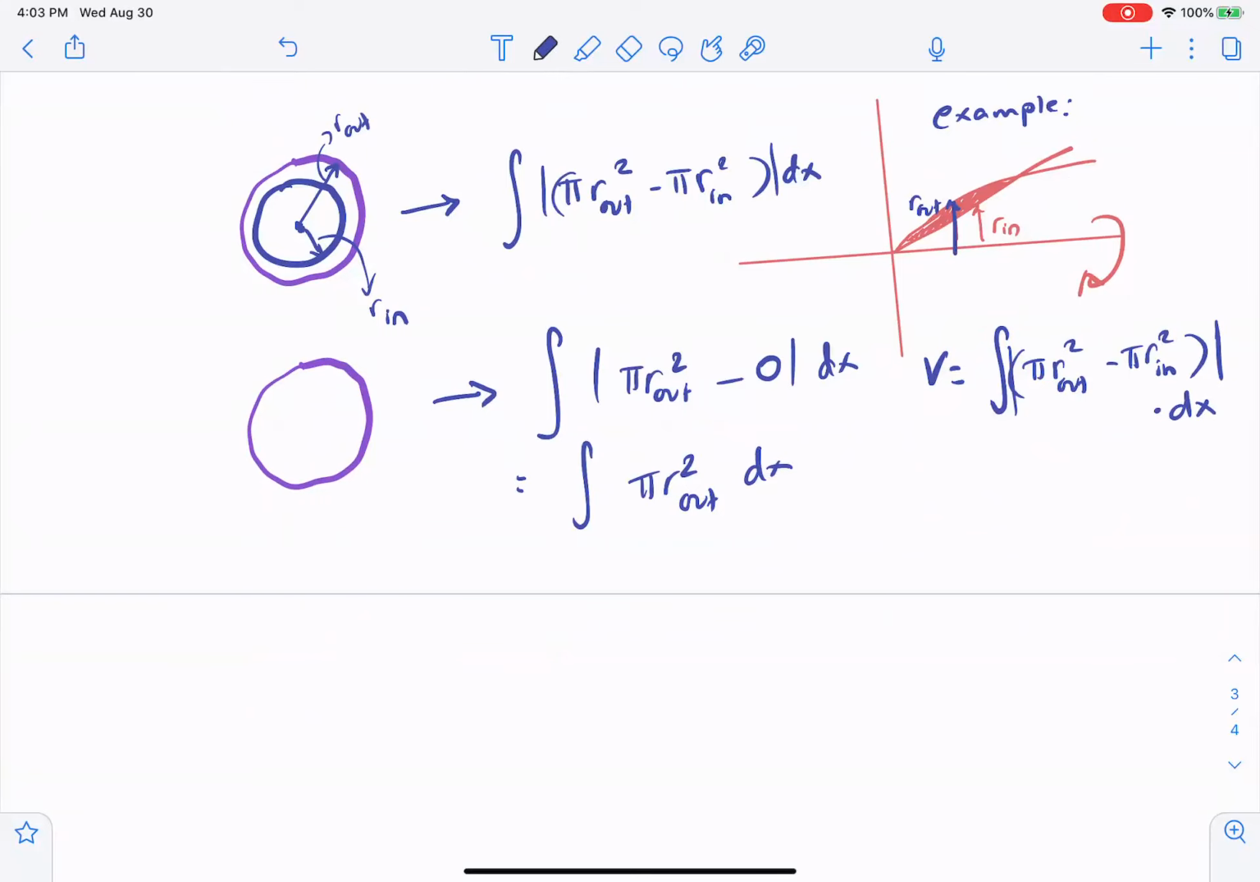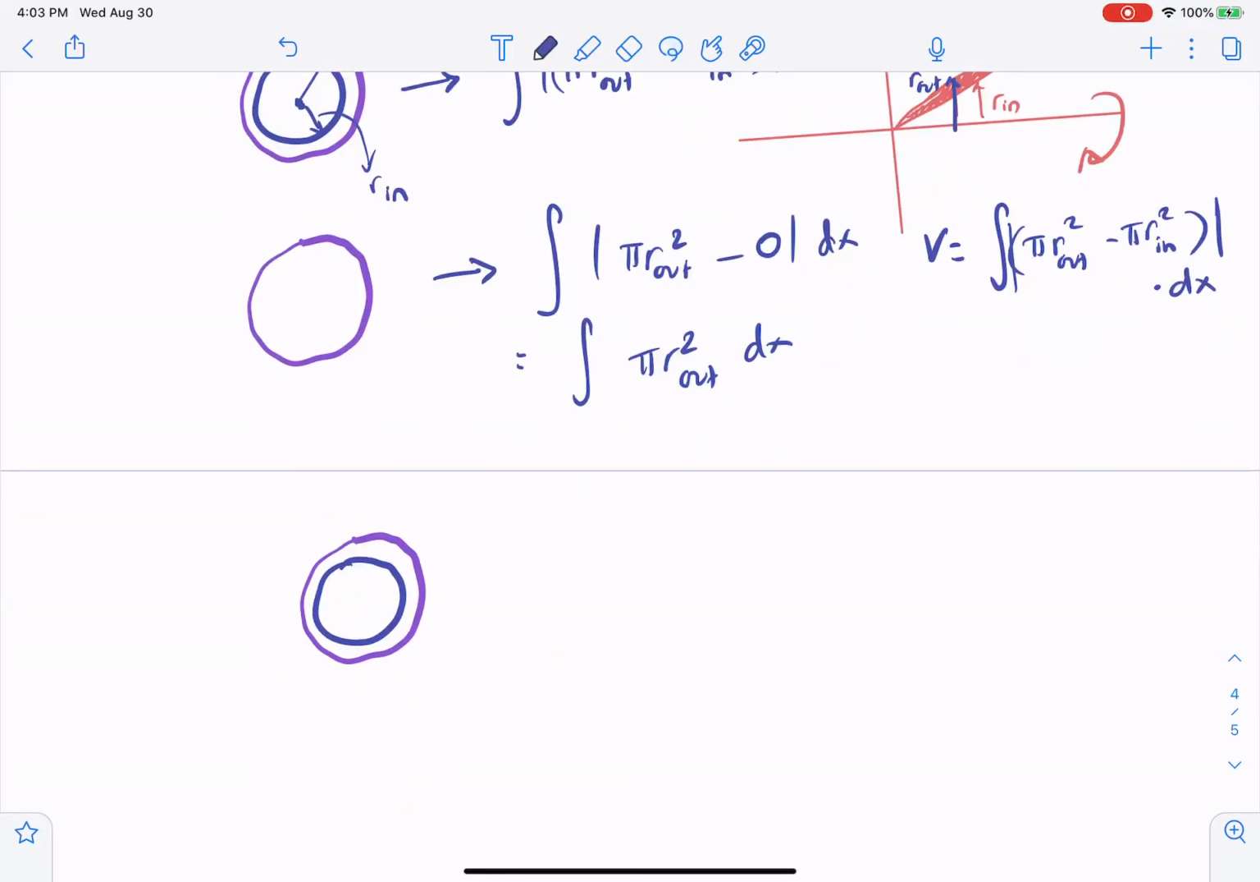Okay, and one more case. This time I get rid of the outer circle, so there is no hole. What would the formula be? Very good. It'll be pi r in squared dx.